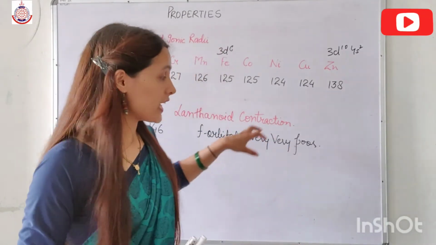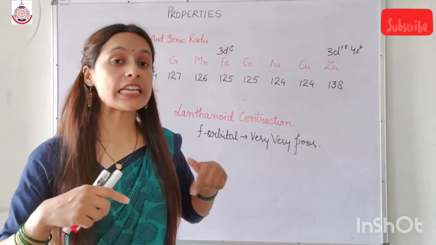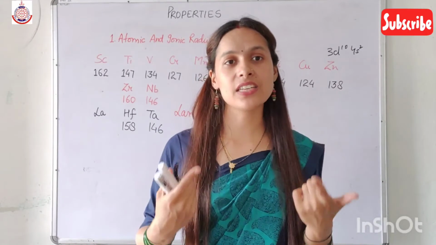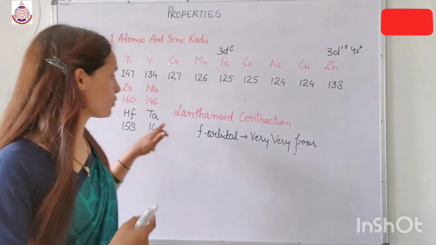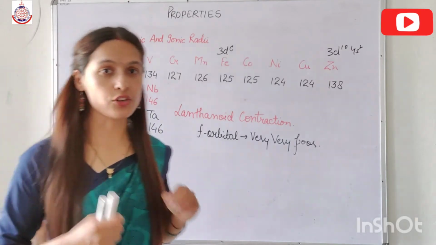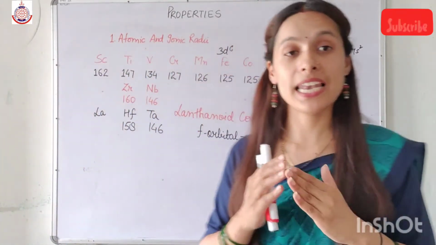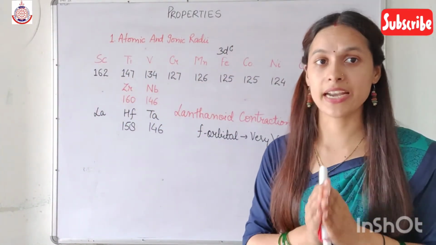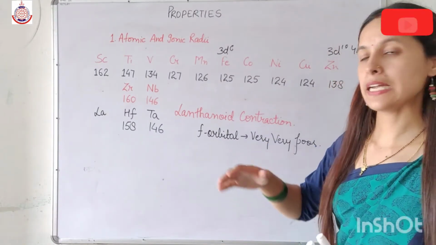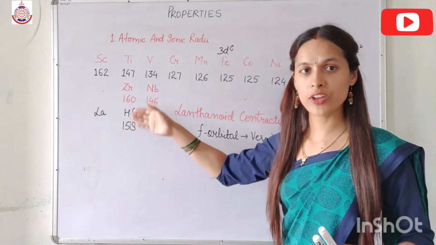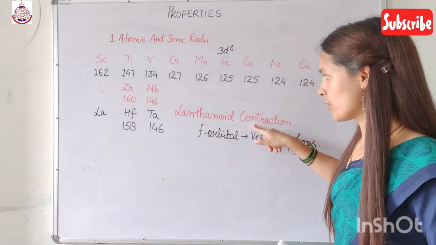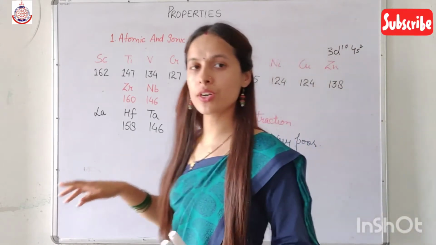As a result of the very poor shielding effect, the increased nuclear charge dominates, and that increased nuclear charge results in a very small increase in the atomic radii. So I hope this is clear to you. That is why the atomic radii remain the same when we move from second to third transition series. The reason is lanthanoid contraction. And what is lanthanoid contraction?